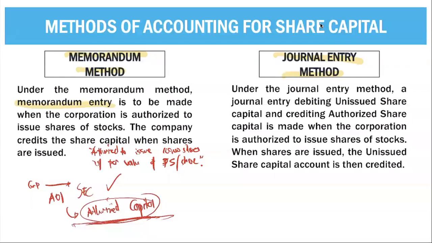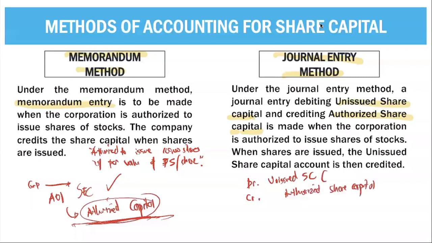So whatever is the authorized capital by the SEC based on your AOI, then we account for that, either memo method or JE method. So we go now with your JE or journal entry method. Under journal entry method, we debit unissued share capital and we credit authorized share capital. So here, since we are authorized to issue 100,000 shares at 5 pesos per share, what is our entry? We debit unissued share capital. We credit authorized share capital.